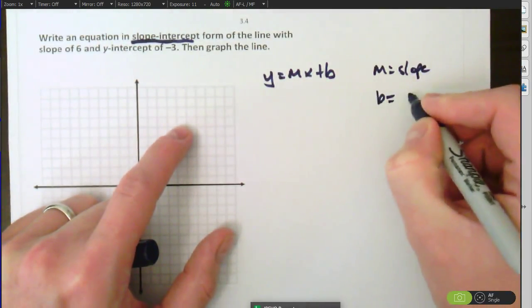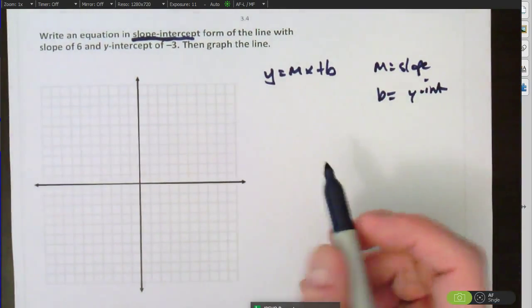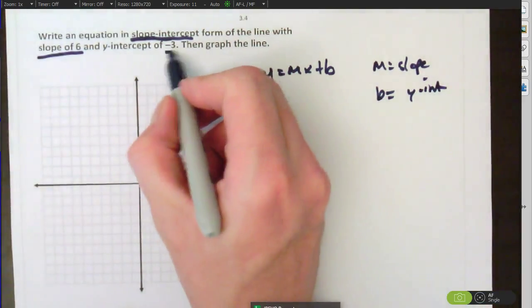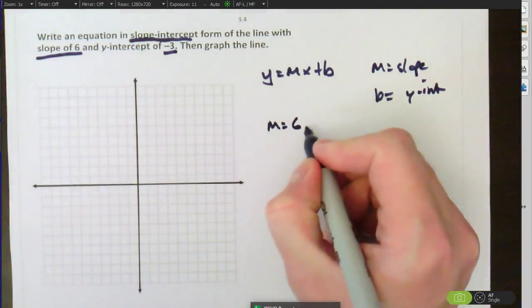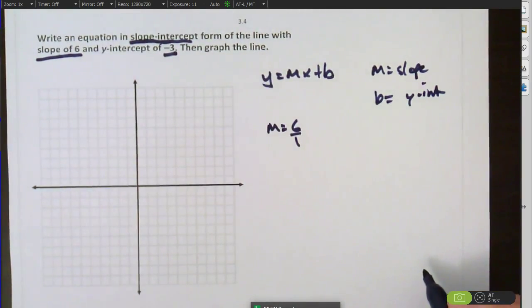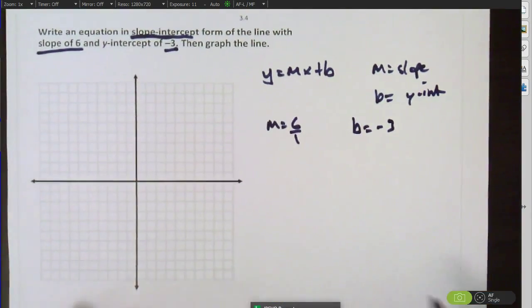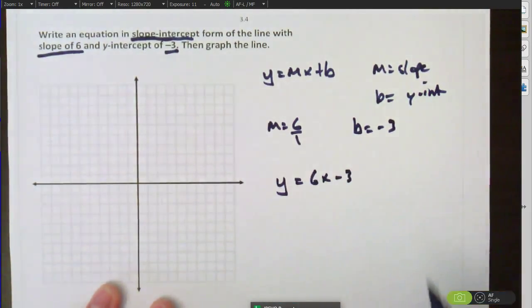b is the y-intercept. Now, the reason they want us to do it this way is they've given us the slope. The slope was 6. The y-intercept was -3. So I know m is 6, and if I want to make it a fraction, 6 over 1. And b is -3 since that's the y-intercept. So the equation is y equals 6x minus 3.